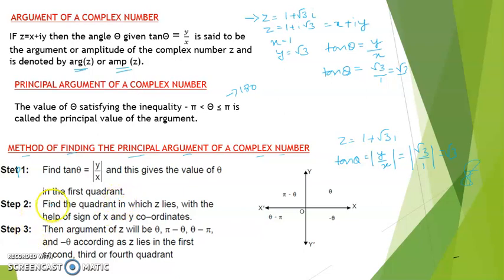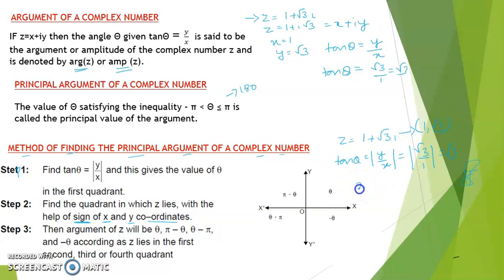Then step 2, find the quadrant in which z lies with the help of sign. It is not saying value, it is not saying magnitude, it is saying with the help of sign of x and y coordinates. Students, if you remember, in the previous video I had explained the relation between complex number and ordered pair.